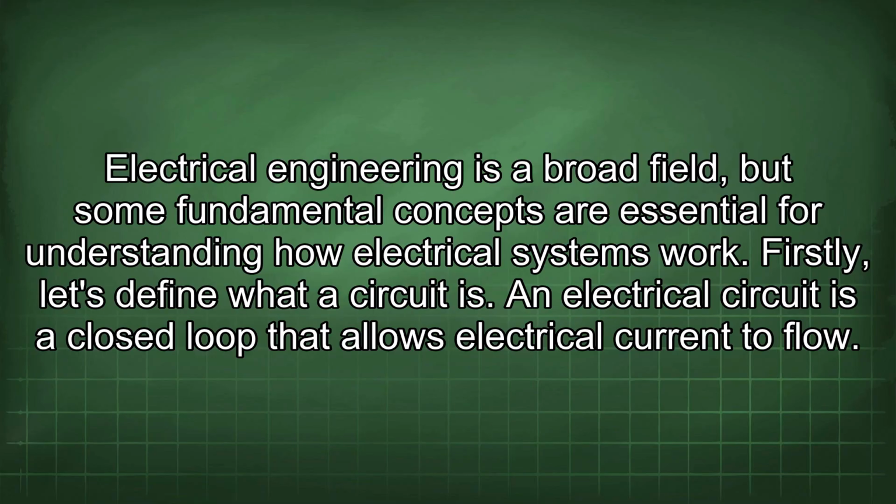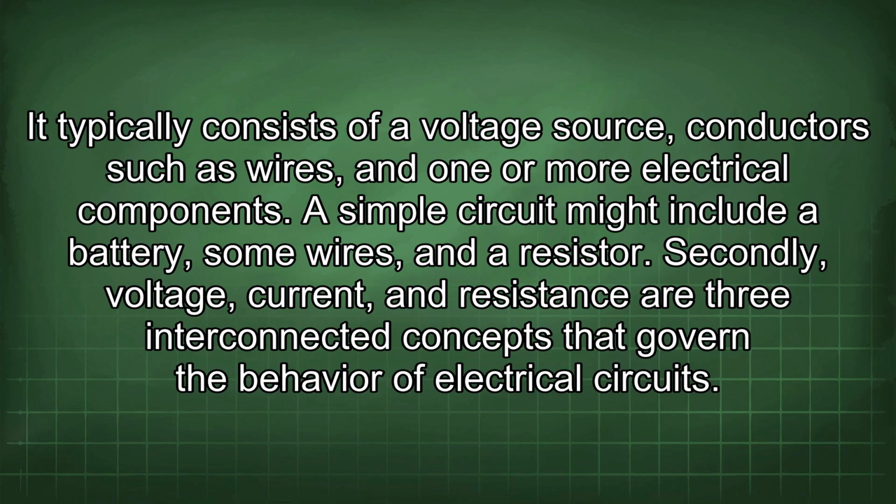Electrical engineering is a broad field, but some fundamental concepts are essential for understanding how electrical systems work. Firstly, let's define what a circuit is. An electrical circuit is a closed loop that allows electrical current to flow. It typically consists of a voltage source, conductors such as wires, and one or more electrical components. A simple circuit might include a battery, some wires, and a resistor.